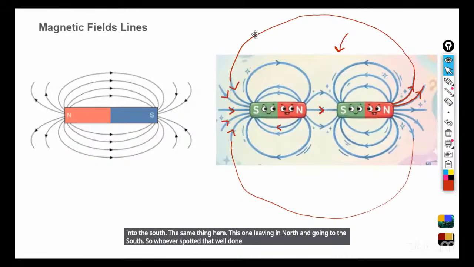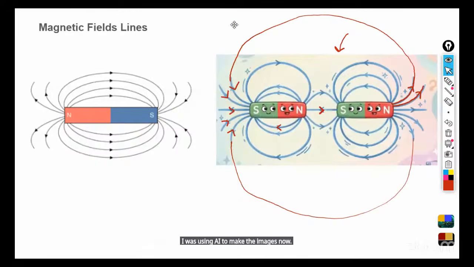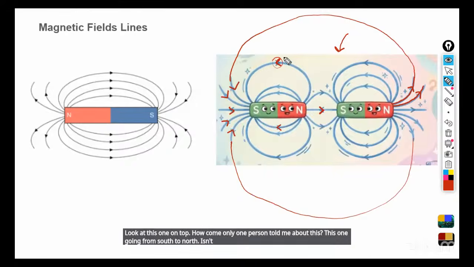I was using AI to make the images, but the AI makes little mistakes. Somebody spotted our next mistake. Thank you. Look at this one on top. How come only one person told me about this? This one is going from south to north. Isn't it supposed to be the opposite direction? Very good spot.